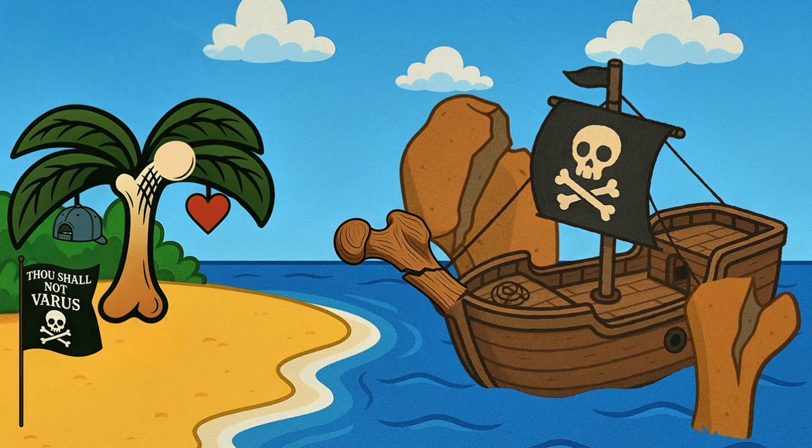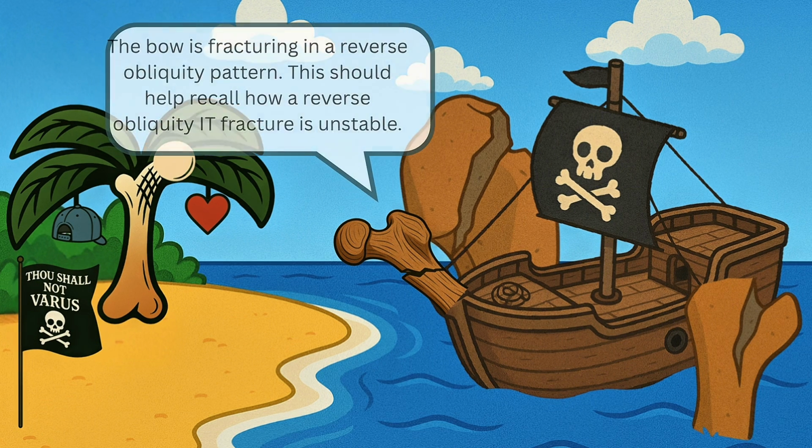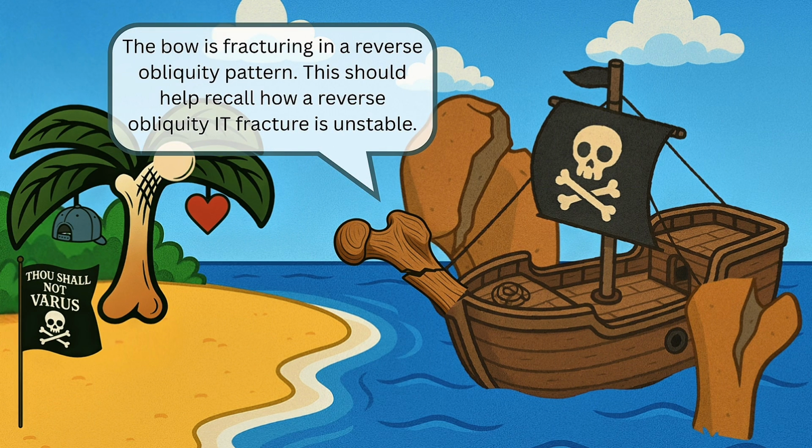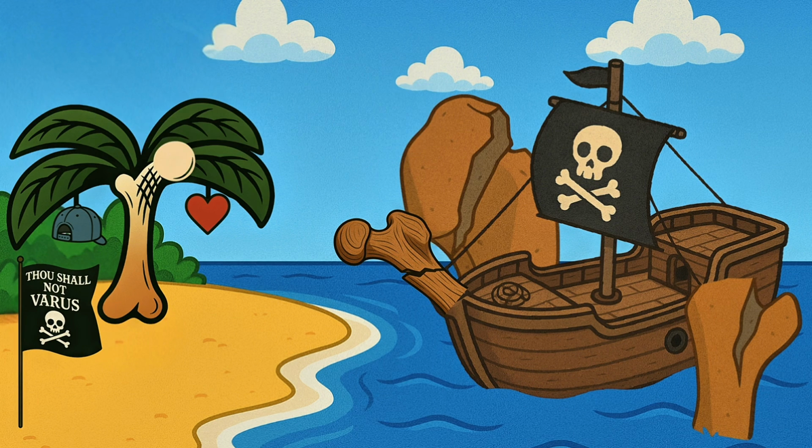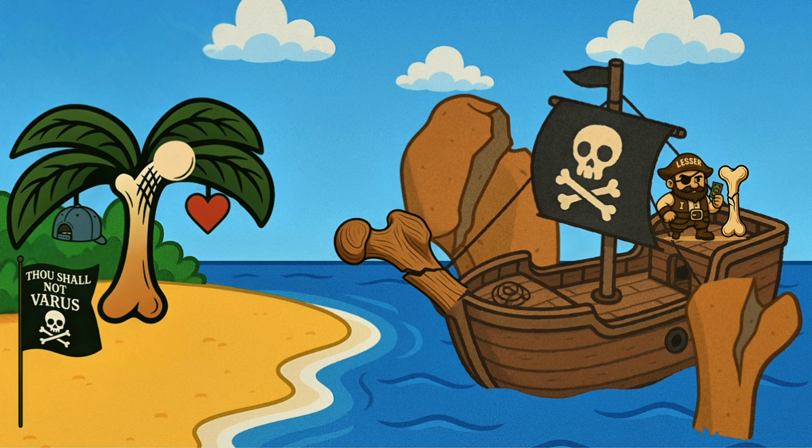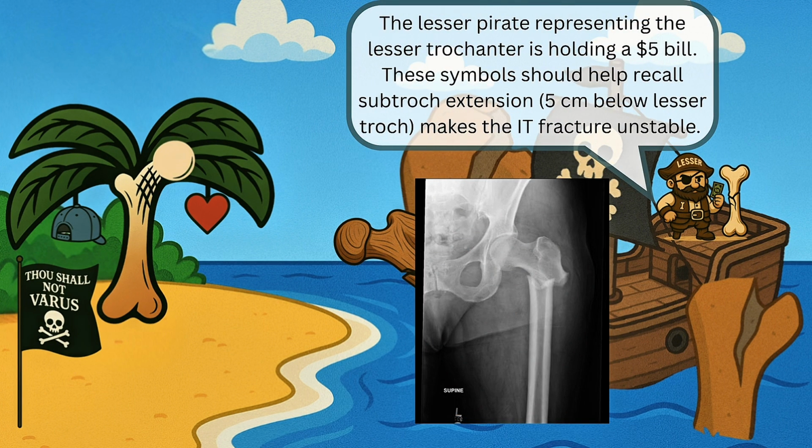Now back out to sea, where we'll learn about unstable patterns. At the front of the ship, there is a fracture in a reverse obliquity pattern, which is inherently unstable. This pirate is holding a $5 bill. He is standing next to a femur fractured below the lesser troch. Fractures with greater than 5 cm subtroch extension are also unstable.